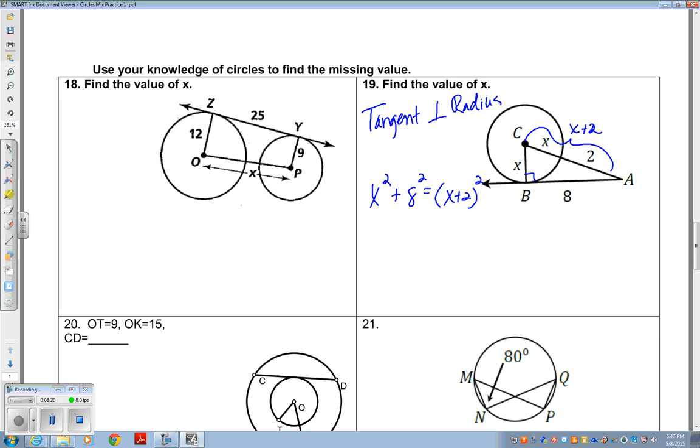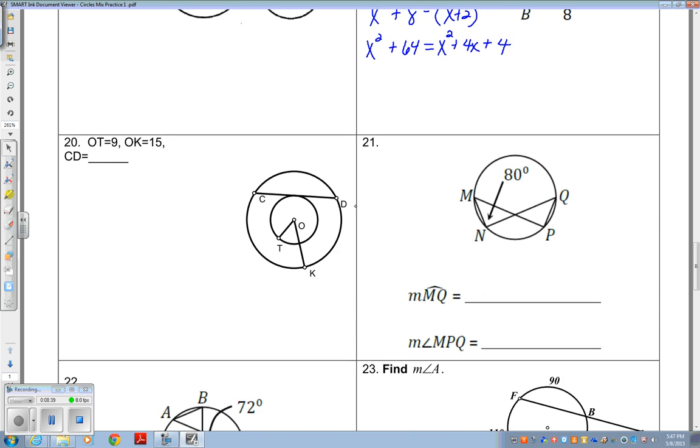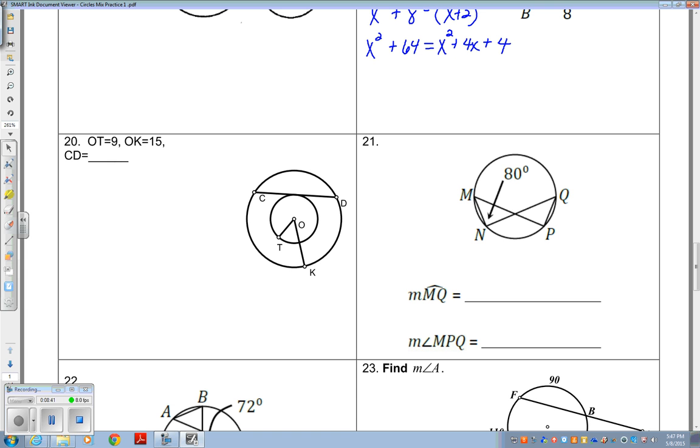So x squared plus 64 equals, and we talked about the shortcut when you square a binomial, x squared plus 4x plus 4. And the x squares are going to end up canceling out, so there's no real excuse for us to not solve that. Again, remember your tangent is perpendicular to the radius, and the radius is perpendicular to a chord that bisects it.